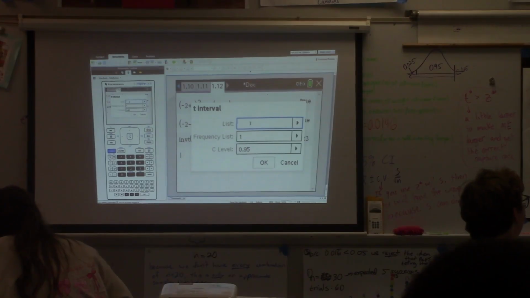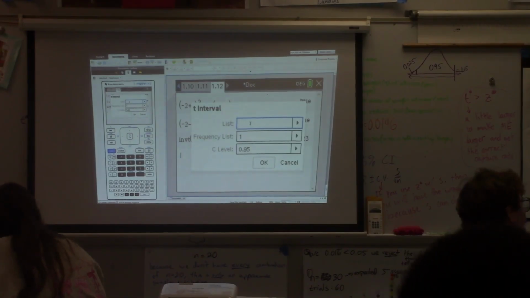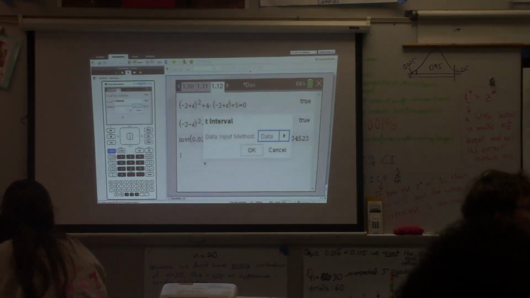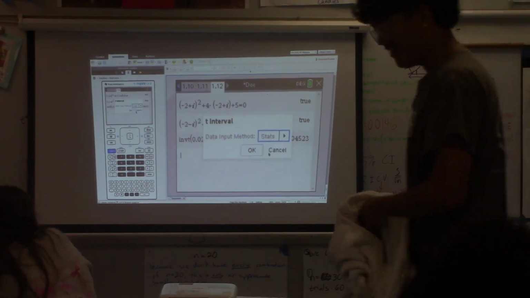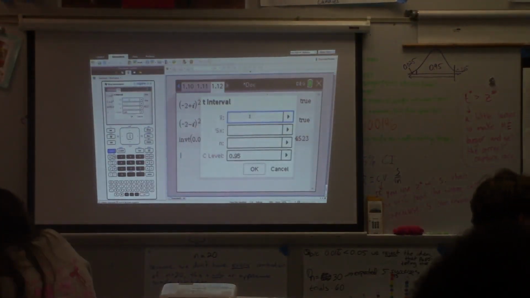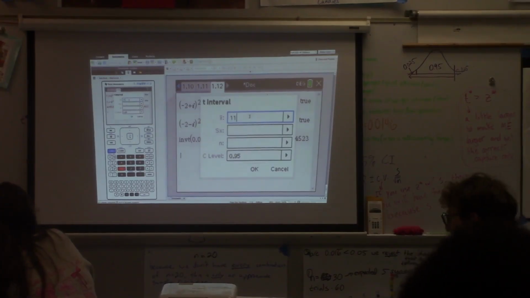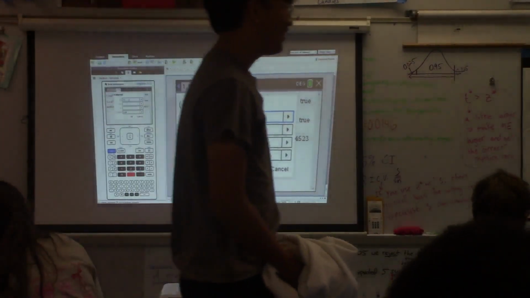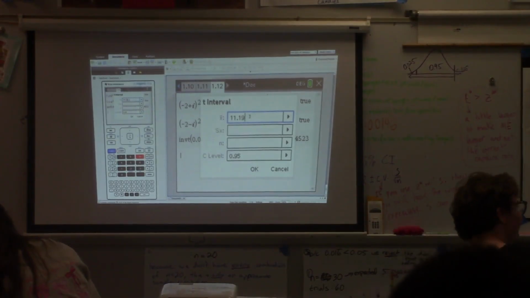You remember how we put data values in list and spreadsheets? You can just do the list right there, okay? But we're not doing all that. We're doing stats. What is my X bar? About 11.19 was X bar.